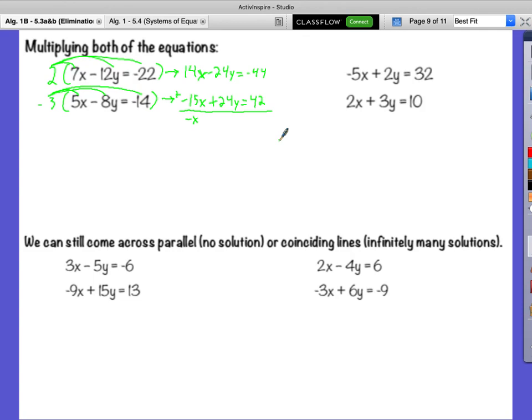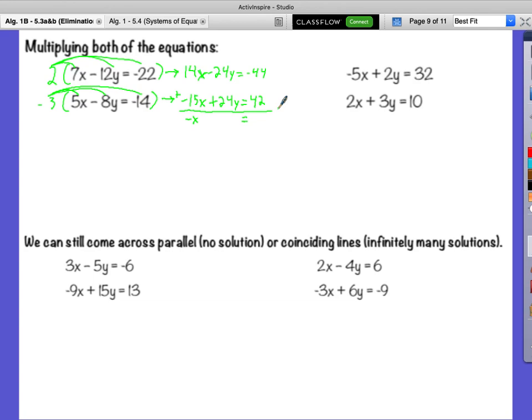Woo! What's negative 24y plus 24y? Zero. Do we have to write it? Nope. Equal sign. Negative 44 plus 42. Brock, are those signs the same or different? Negative 44 and 42. They're the same? They're both negative? No, they're... Okay, so what do we do with those numbers?